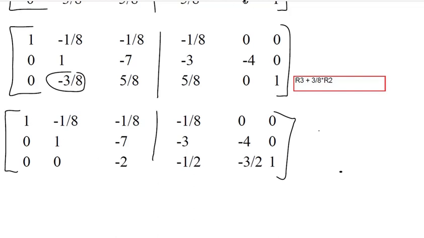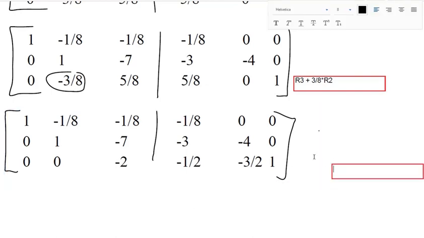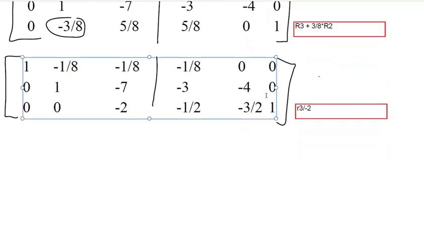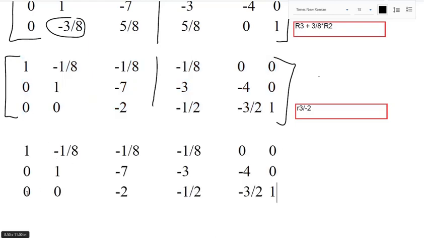Okay, so we got 1 on the diagonal. We need a 1 here. So we'll just modify row 3. I'm going to take row 3 and divide it by negative 2. So 0 divided by negative 2 is 0. 0 divided by negative 2 is 0. Negative 2 divided by negative 2 is 1.